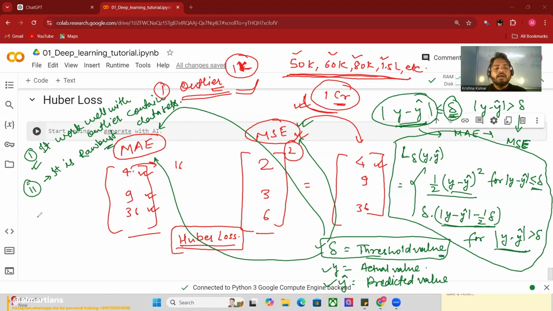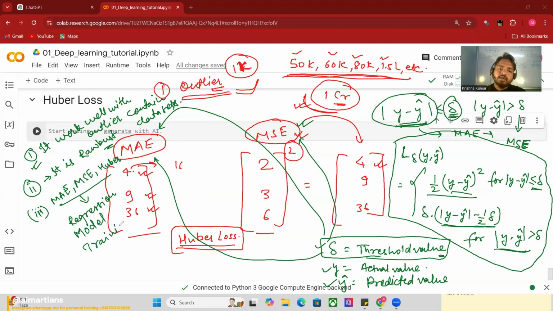And for beginners, it is very important to understand these loss functions like MAE, MSE, and Huber. These are all used for regression task and regression model training only, not for classification. Keep this thing in mind. So these things you have to understand. This is the only thing about Huber loss.